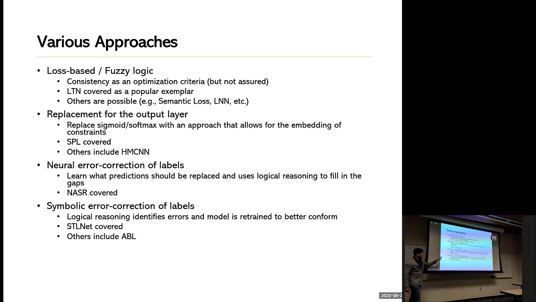And then on the other hand, we have symbolic error correction of labels. Here, ABL, I think, falls into this category. But we're going to talk today about STLNet, which is a bit of a different approach. It does not involve abductive inference, and it involves this notion of having a parent-teacher paradigm for training the network.